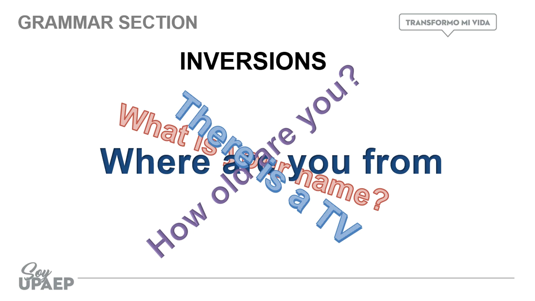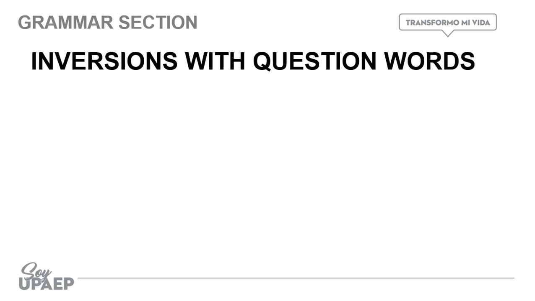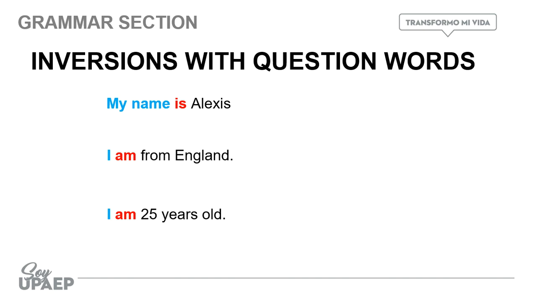An inversion is just the fact of moving the verb to the subject and the subject to the verb, as we do when we create a question or when we use the structure there is and there are, okay? So I want you to look at these sentences. My name is Alexis. I am from England. I am 25 years old.